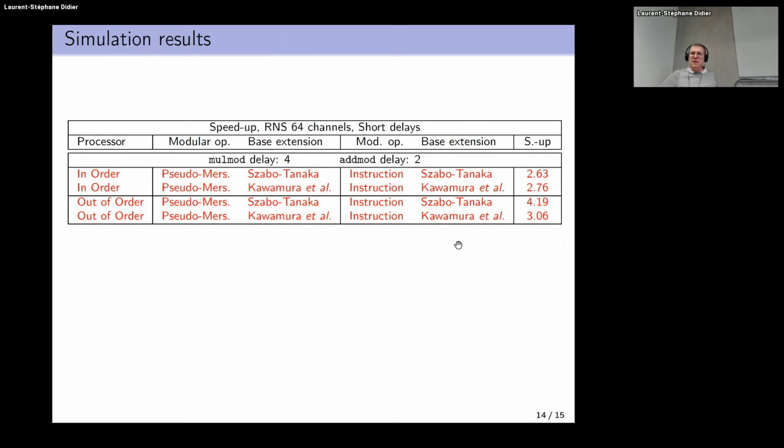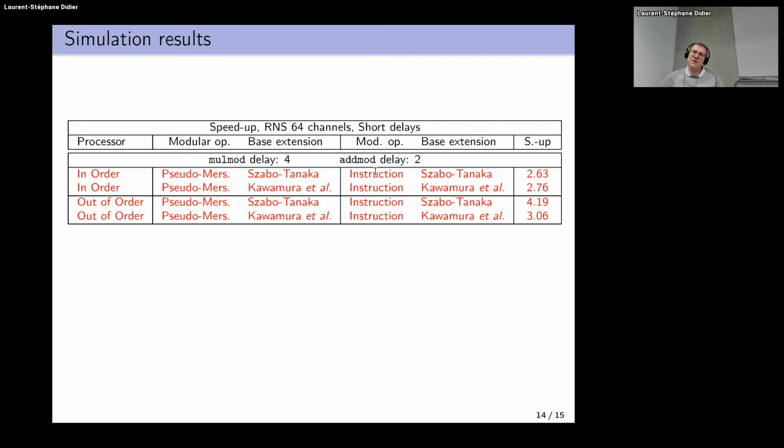If we go into the numbers, in this table we have the 64 moduli for the RNS base, with the fastest instructions, in short delays, two versions in order and out of order. As a takeaway, the order of magnitude of the speed up in this case is around 3 for the fastest versions, the pseudo-Mersenne with Kawamura and our instructions. So replacing the pseudo-Mersenne computation by a processor instruction, you speed up by 3. This confirms that we have divided by roughly this value, the big constants I showed you in the complexity evaluation.